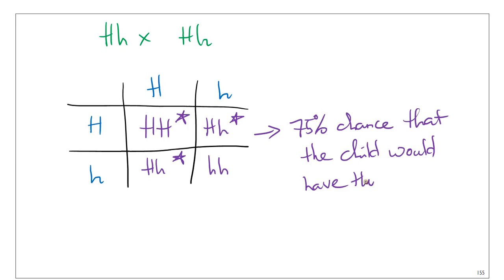But the thing is, this is a probability. Just because the odds are really low doesn't mean it will not happen. Just because there's only a 25% chance that the child of two Huntington disease patients will not have the condition, that doesn't mean it will never happen. That's the thing about probability. It gives you an indication of what can happen, but it can never tell you what will actually happen.